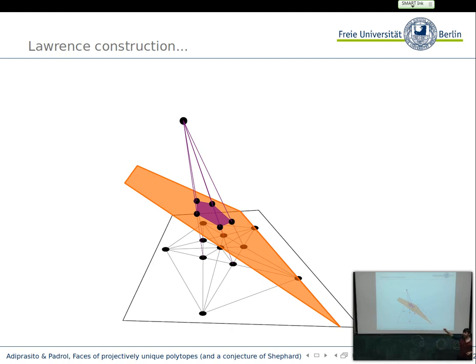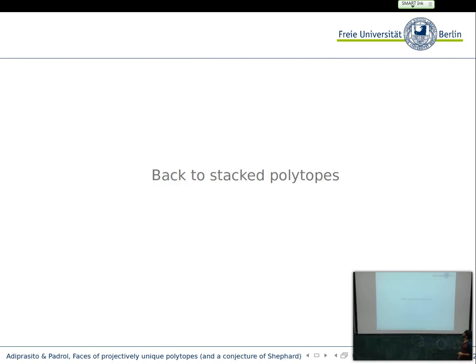This is still projectively unique. And now all the points that do not belong to your desired face are outside. And now we can do Lawrence extensions on all these points. And essentially, that's the trick. So now what we have made is we have taken our face, we have embedded it in a projectively unique point configuration, and now we have found a projectively unique polytope that has this as a face. So this solves the problem.